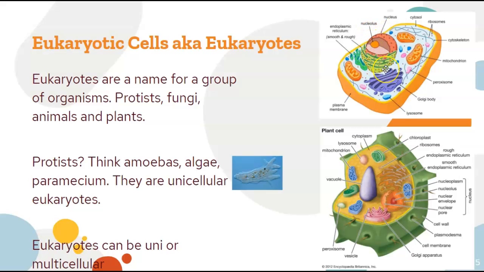They're going to be a whole lot more complex inside that one cell. Okay, we've also got fungi, fungus, mushrooms, that type of thing, all animals and all plants. Fungi, animals, and plants are all going to be multicellular, and the protists are going to be unicellular. So eukaryotic cells can be either single-celled or multicellular.